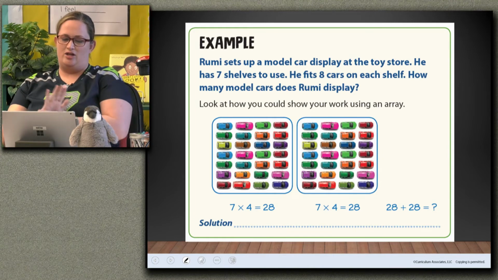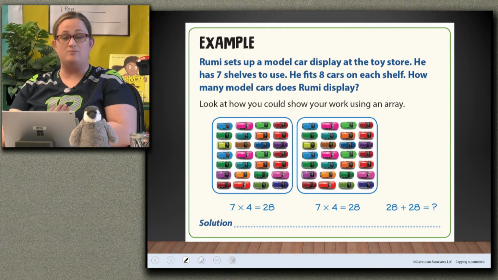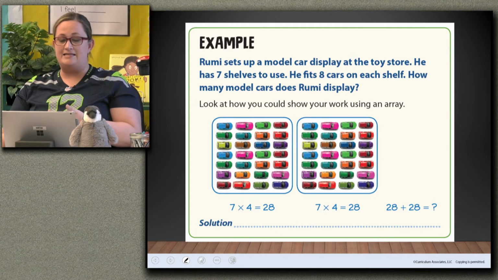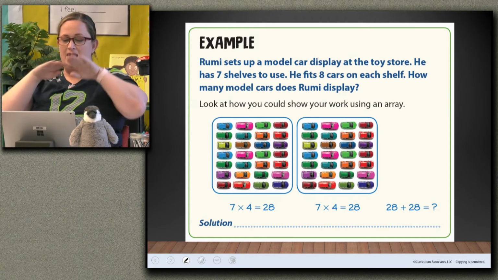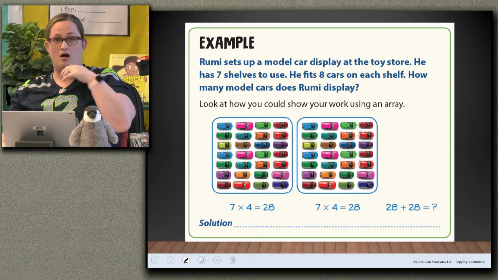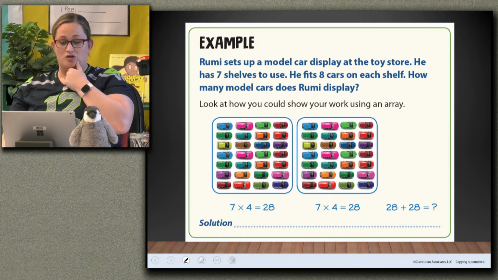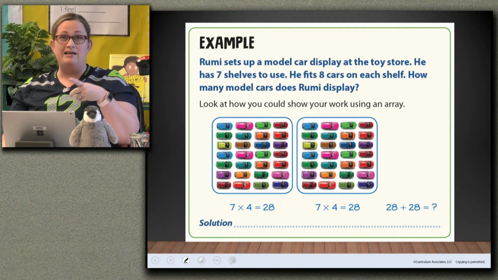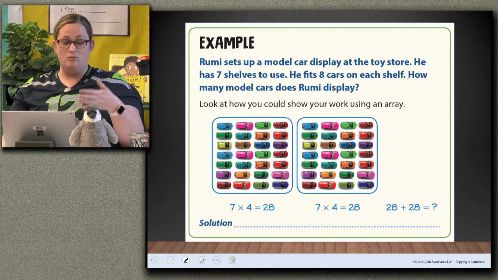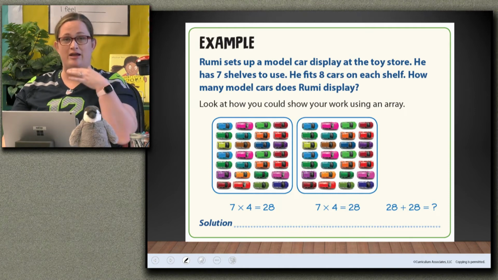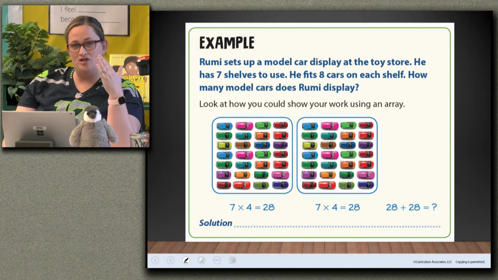So let's take a look. It says Rumi set up a model car display at the toy store. He has 7 shelves to use. So can you see it? 7 shelves. And he fits 8 cars on each shelf. So how many model cars does Rumi display? Or if he was trying to figure out how many cars he could fit, what's the total amount of cars he could display on his shelves? 7 shelves, 8 cars.